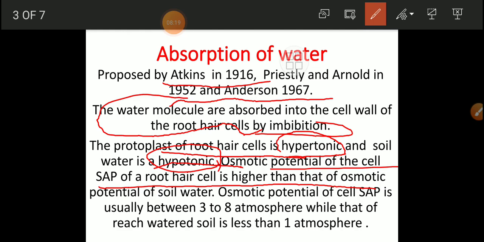The osmotic potential of the cell sap of the root hair is higher than the osmotic potential of the soil water. So definitely water will move towards the region having a higher osmotic potential. The osmotic potential of the cell sap is usually between 3 to 8 atmosphere, while that of the soil water is less than 1. So the things are very much clear.